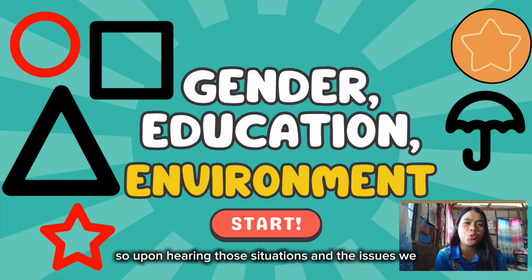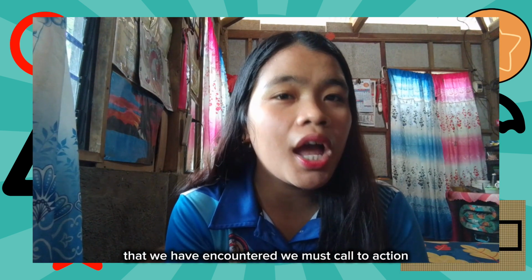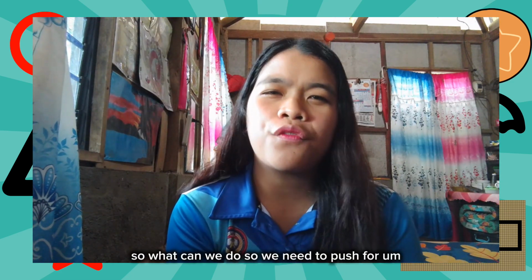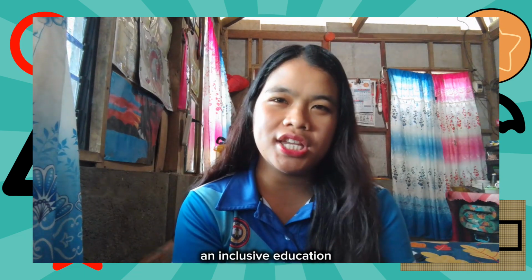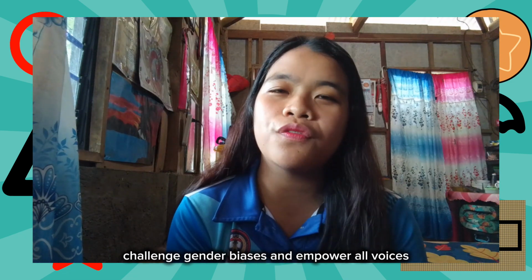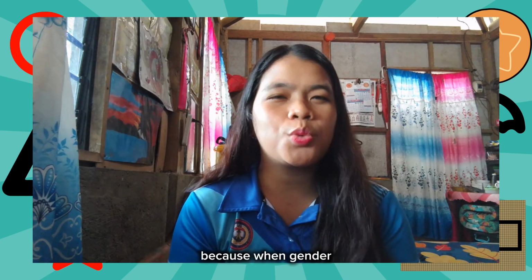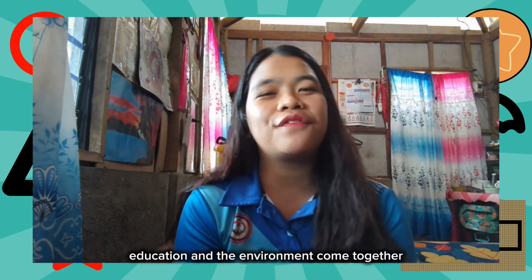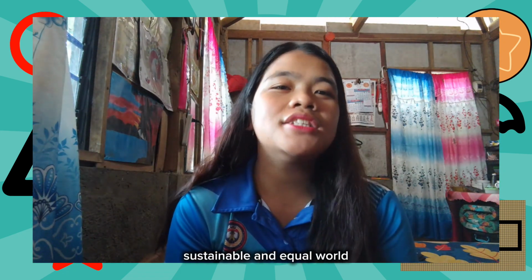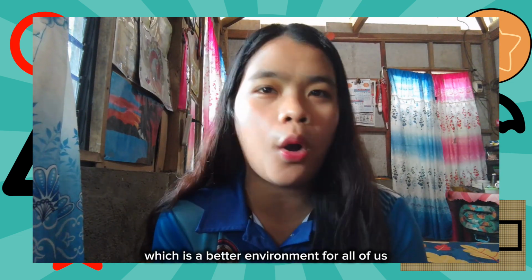Upon hearing those situations and the issues that we have encountered, we must call to action. So what can we do? We need to push for inclusive education, challenge gender biases, and empower all voices, especially in leadership and environmental action. Because when gender, education, and the environment come together, we create a more just, sustainable, and equal world, which is a better environment for all of us.